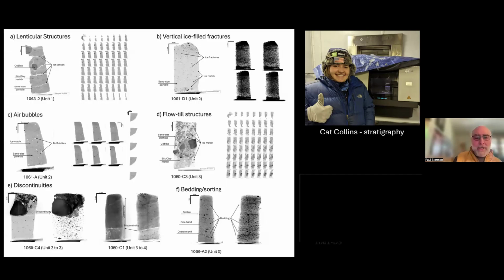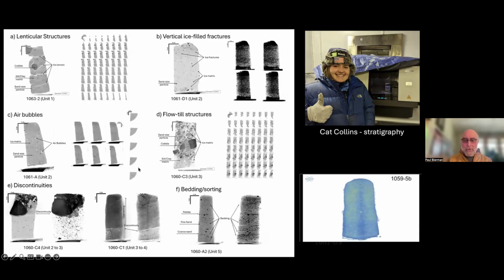And this is Nico Perdrial's work, who's another collaborator on this project at the University of Vermont. Nico has looked by unit at some of the structures we see, and the video is going to keep playing, so we'll get down further in the core as it plays. But up top, we can see ice lenses, so we know that this was a permafrost environment at some point. We can see ice filling fractures in Unit 2. We can see air bubbles in Unit 2. In Unit 3, which is what we interpret as the flow till, we can see the large clasts in here, the cobbles, we can see the matrix.